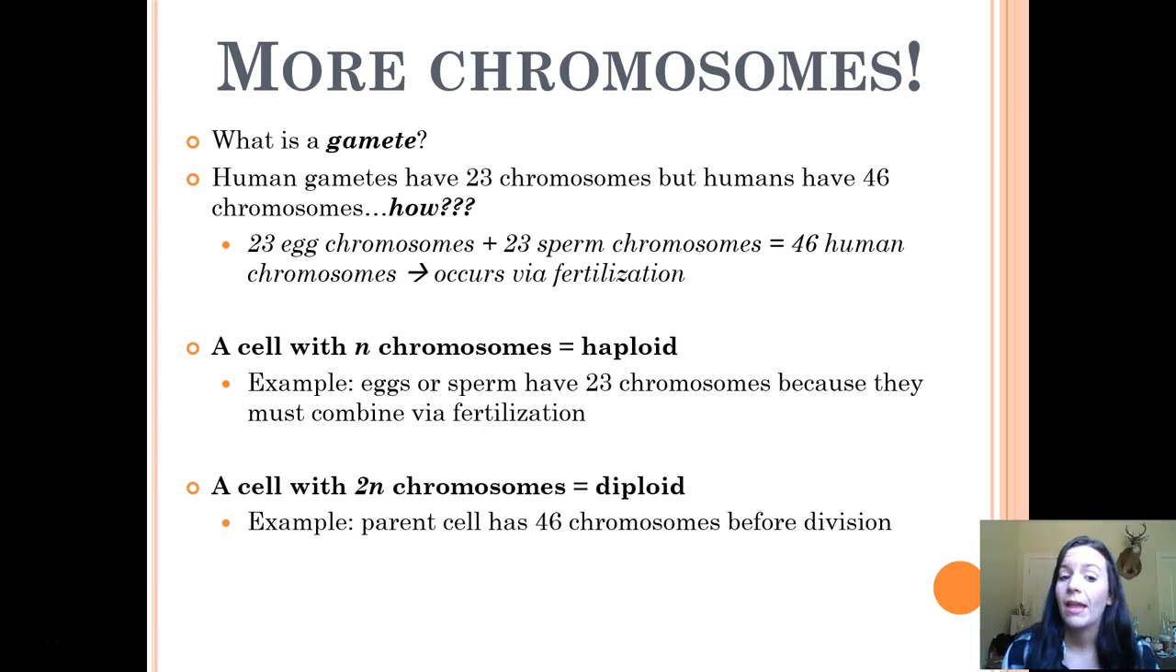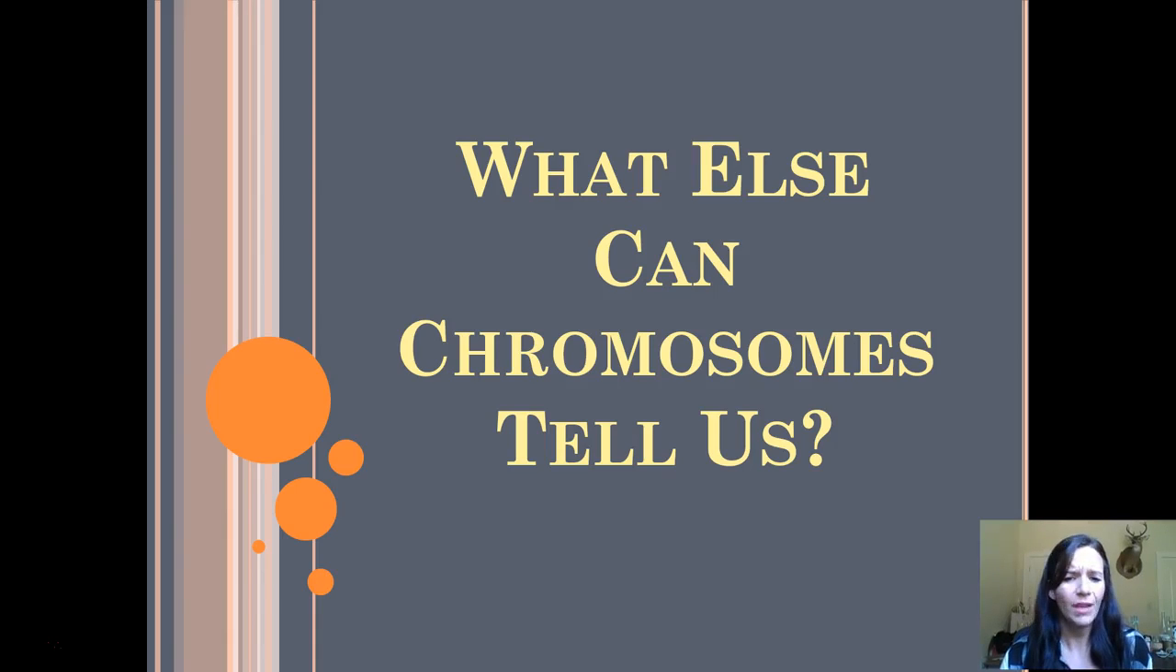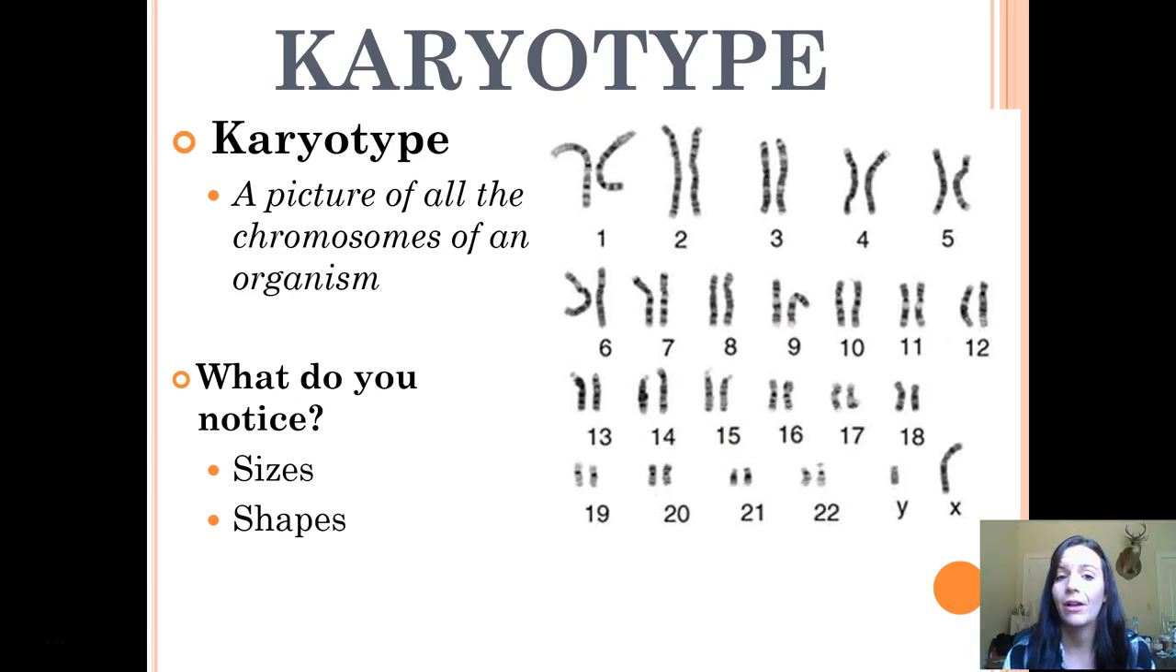So a cell with n number of chromosomes is considered haploid. For example, eggs or sperm each have 23 chromosomes. A cell with 2n chromosomes is considered diploid. For example, the parent cell has 46 chromosomes before division. Here's just a quick little comic for you. It shows mom with 23, dad with 23, and then the child has both of those puzzle pieces to give him the 46.